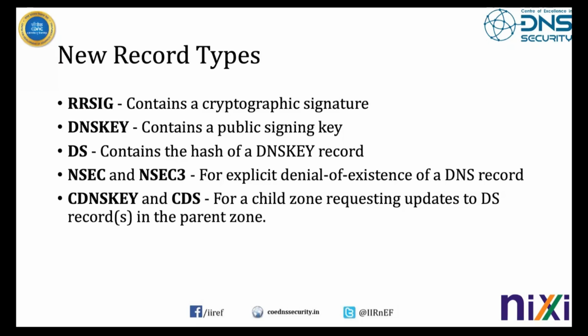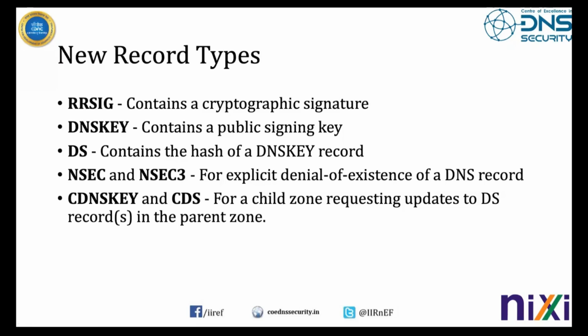The second one is DNSKEY, which contains the public signing key, because as I said, for a digital signature you require a public key and a private key. Now, the private key is stored safely, privately. It is not visible to anybody, but the public key is contained within a DNSKEY resource record. The third record is DS, which is called delegation signer. Delegation signer is used for propagation of trust. How that will be done, we'll see later.